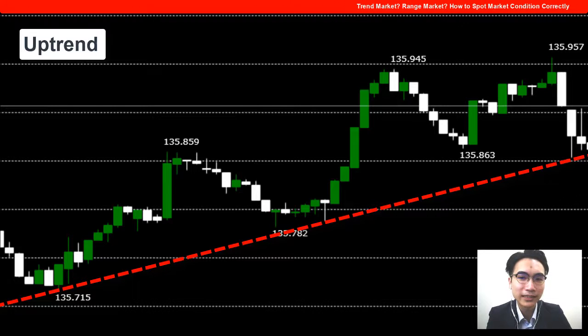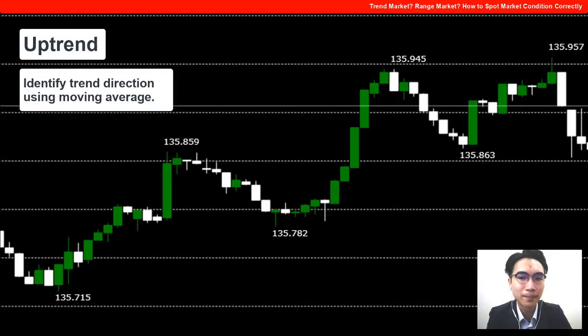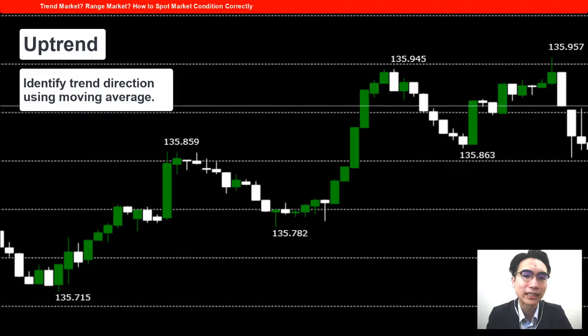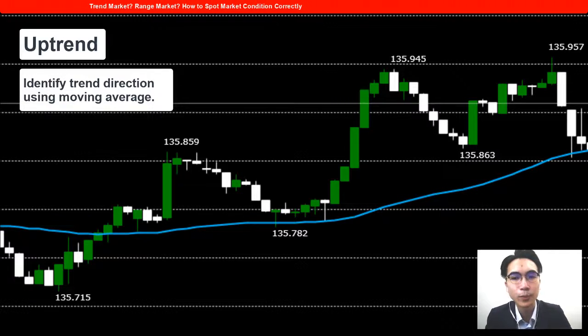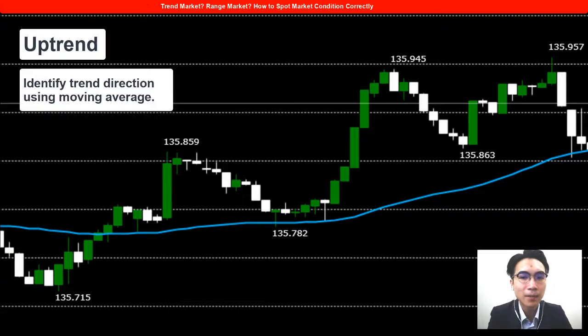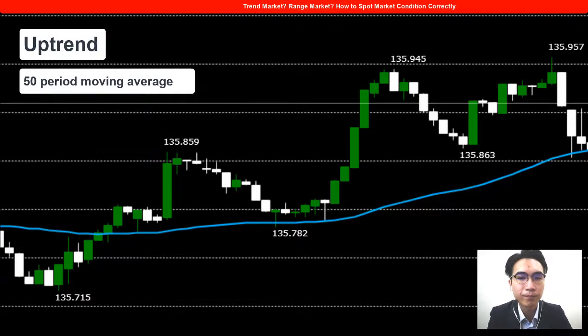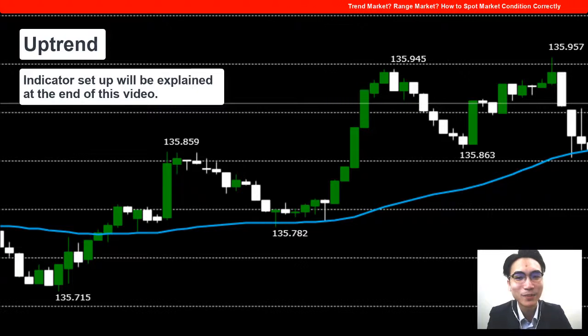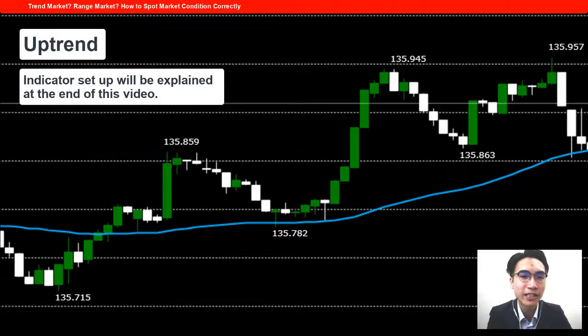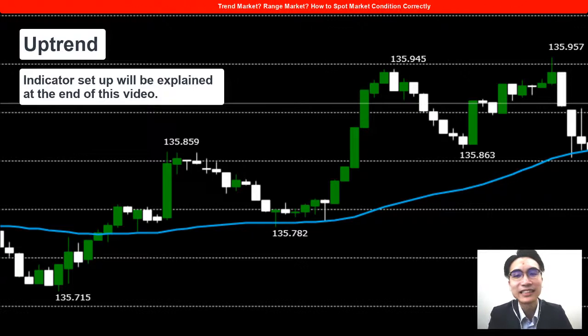So what we can do is get help from indicators. What we're going to use is a moving average. Next we will take a look at this chart here. This is a chart with a simple moving average. What I'm using here is a 50 period moving average. I will show you how to set up the moving average in your chart later. At the end of the video, I will show you how to insert the moving average and how to change the parameter. Make sure to watch until the end so that you can get a handle on it.